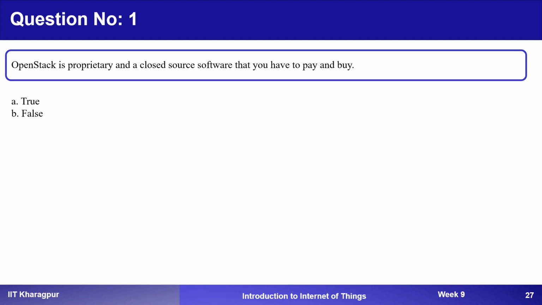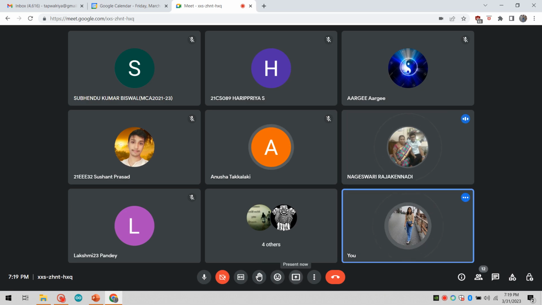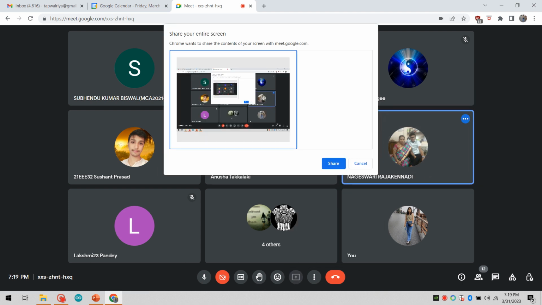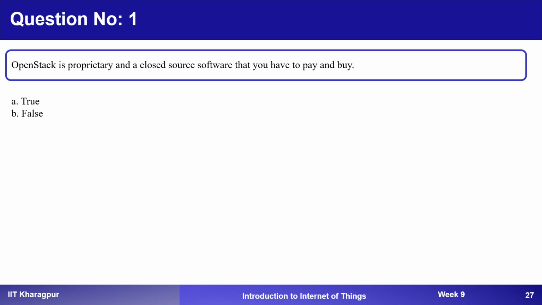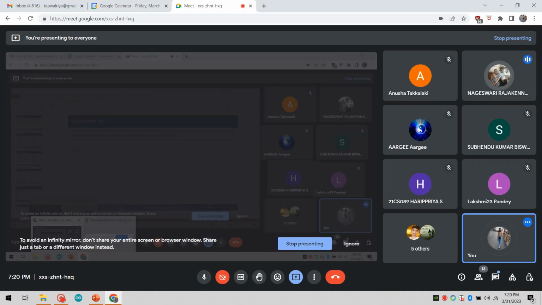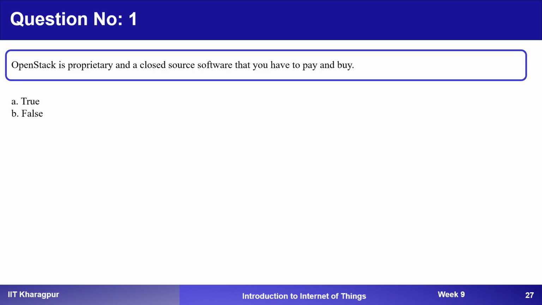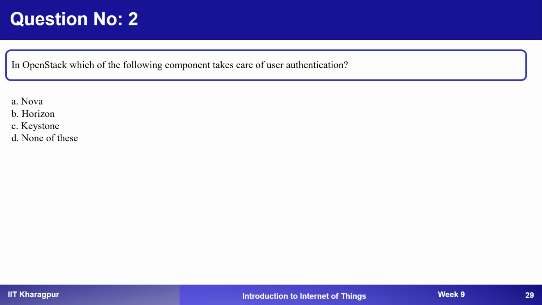Now we will discuss the questions. The first question is: OpenStack is a proprietary and closed source software that you have to pay and buy. Options are true or false. Ma'am, your screen is not visible. Okay, wait, I'll share my screen. OpenStack is a proprietary and closed source software that you have to pay and buy, true or false? False. So this statement is false because OpenStack is open source software.